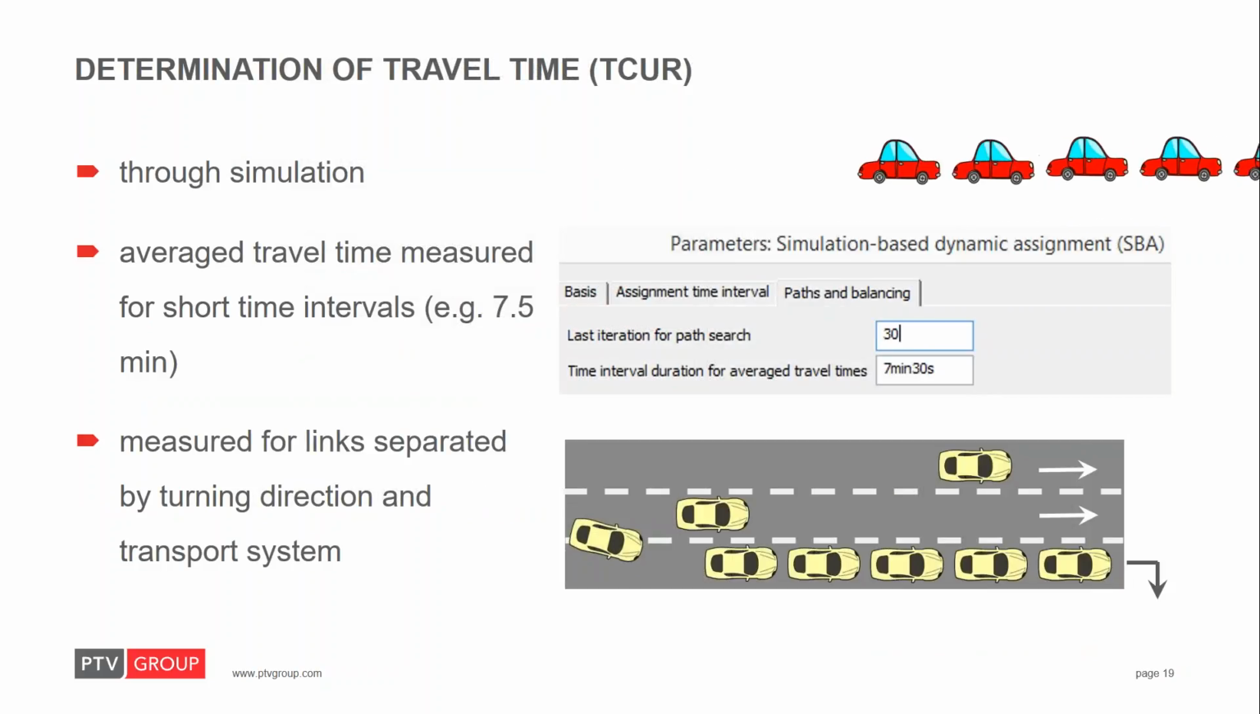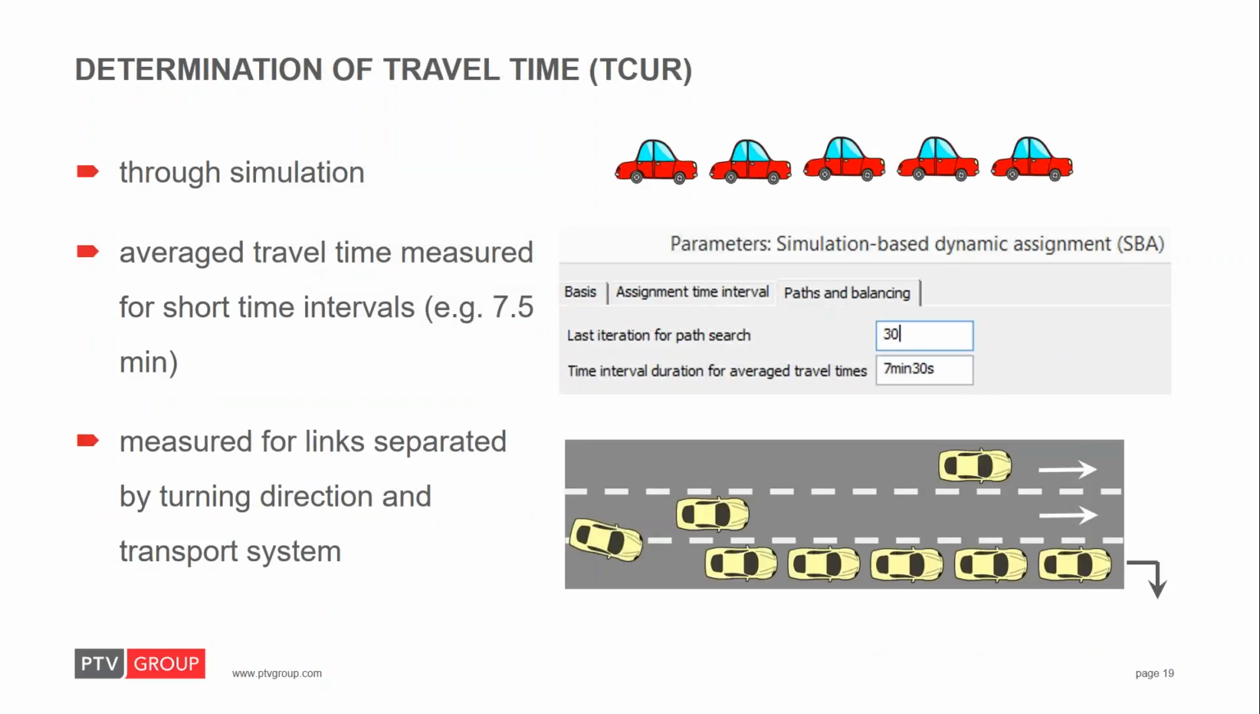So how are travel times determined? This is the main purpose of the simulation, to determine travel times in the network. So travel times are measured over short time intervals. The duration of these intervals is a user-defined parameter of the assignment procedure. Furthermore, travel times are measured for links separated by turning direction.